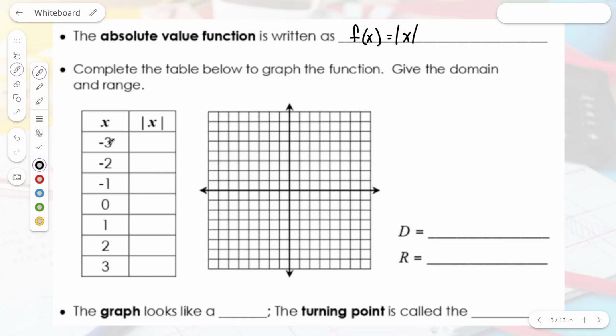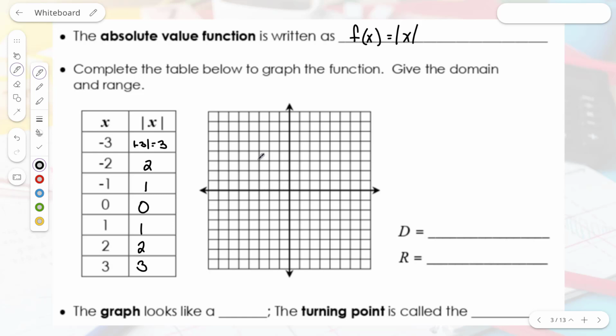So if I have the absolute value of -3, that's equal to 3. Absolute value of -2 is 2. Absolute value of -1, 1. Absolute value of 0, 0. Absolute value of 1, 1. Absolute value of 2, 2. Absolute value of 3, 3. And so I'm going to come over here and I'm going to graph it.